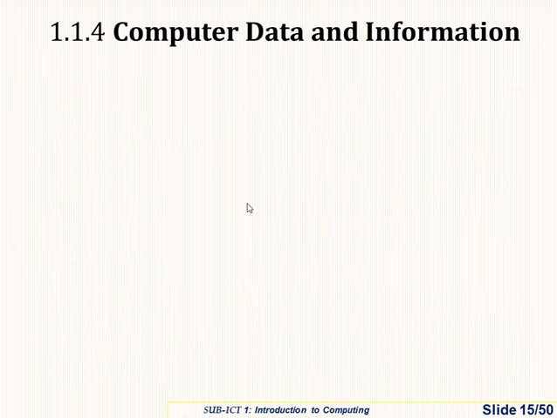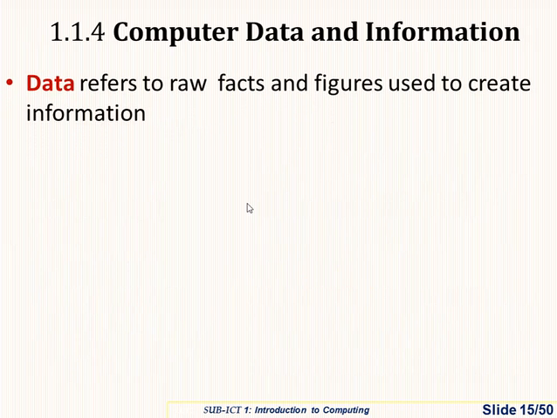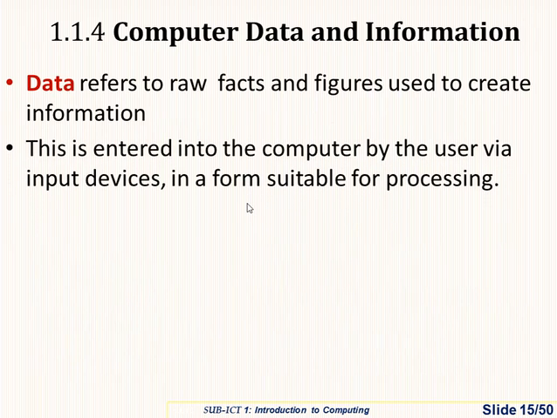Computer data and information. Data refers to the raw facts and figures used to create information. In other words, data is simply raw material for coming up with the information. This is entered into the computer by a user via an input device in a form suitable for processing. That means that data has to be entered into the computer in a format that is suitable for processing.